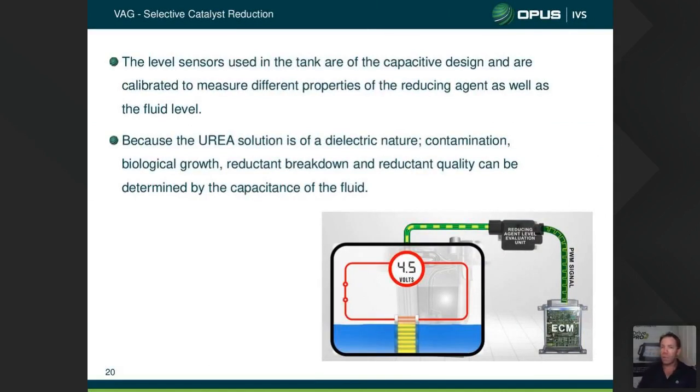They're of the capacitive design and are calibrated to measure different properties of the reducing agent as well as the level. Because the urea solution is a dielectric, contamination, biological growth, reductant breakdown, and quality can be determined by the capacitance of the fluid. So that's the fluid's ability to conduct electricity. So basically, it's using a fairly sensitive sensor inside there to measure not only level but bacteria growth and how good the reductant really is.